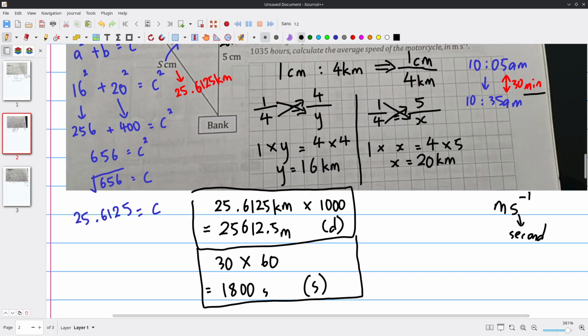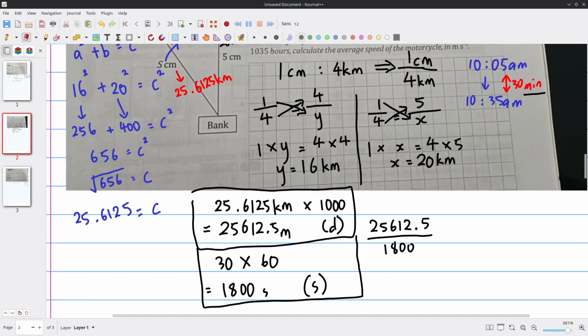Alright. So for the last steps, all we need to do is kita kena kira meter per second lah. So meter kita ada sudah di sini. As for second, kita pun ada sudah di sini. Just plug in the answer, we will get the last answer lah. So it should become 25612.5 okay, per 1800. So bila kamu kira jawapan ini, you should get something with a very long digit di belakang lah.